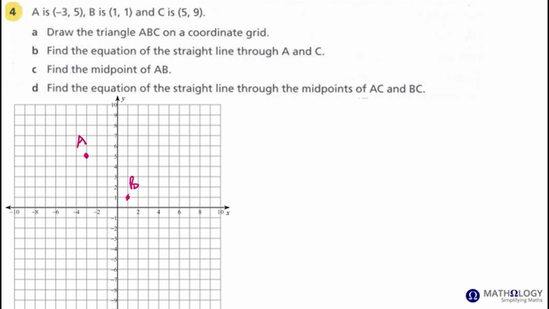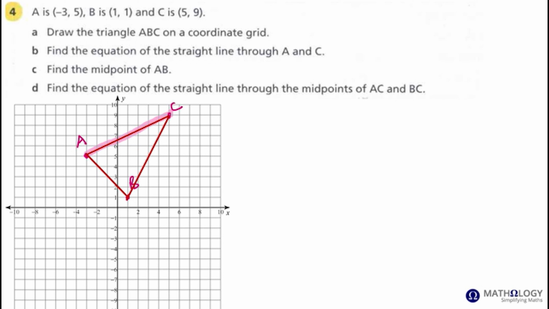C is 5, 9. So 5, 9. And then connect A, B, and C to form a triangle. Okay, find the equation of the straight line through A and C. So we want the equation of that line AC.